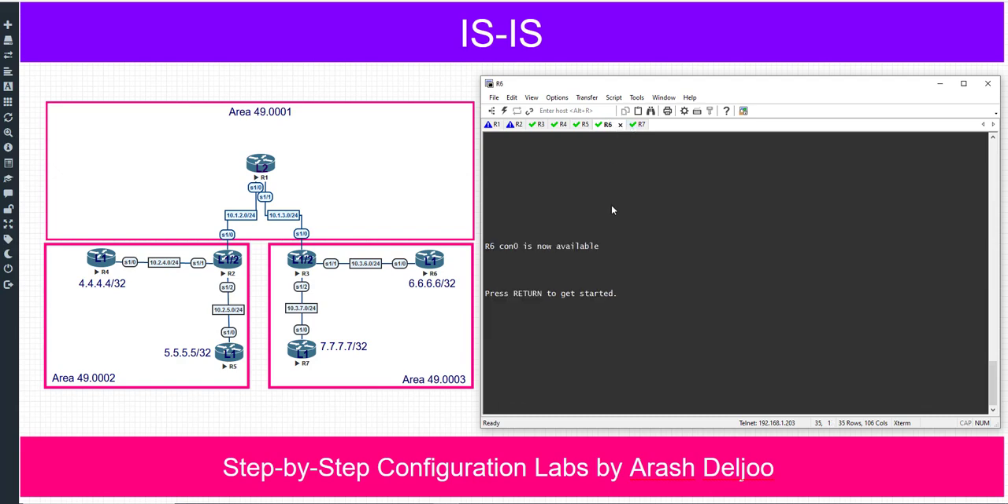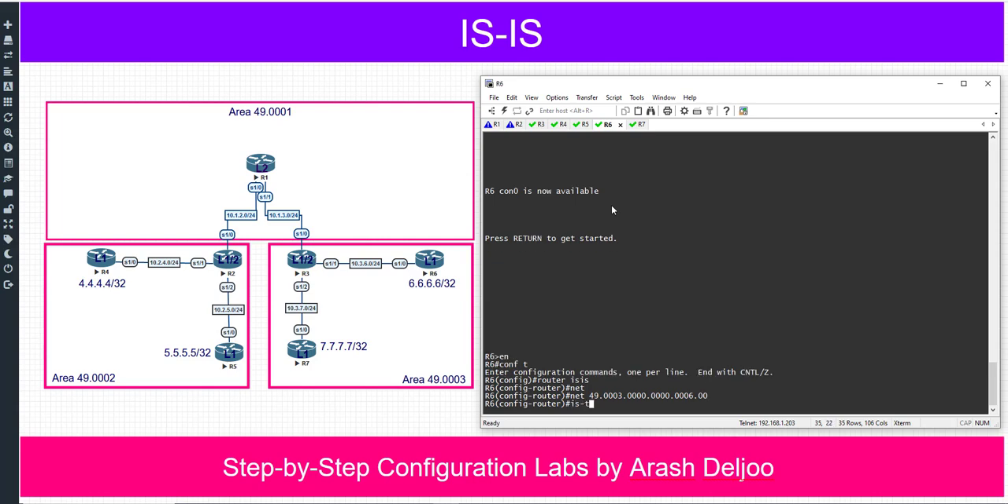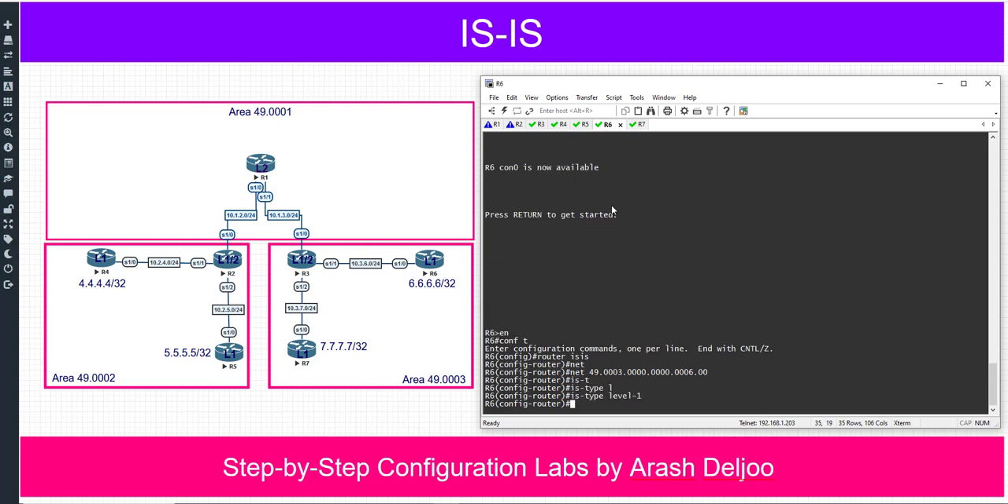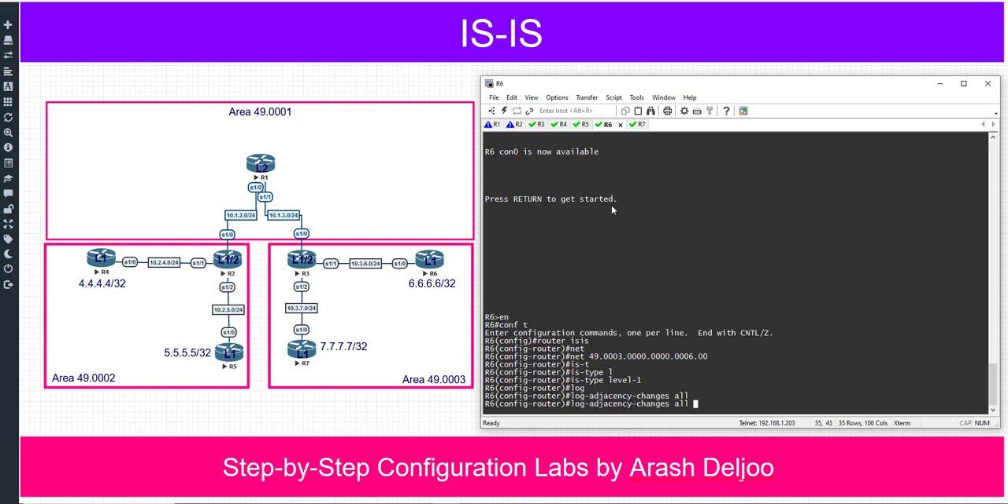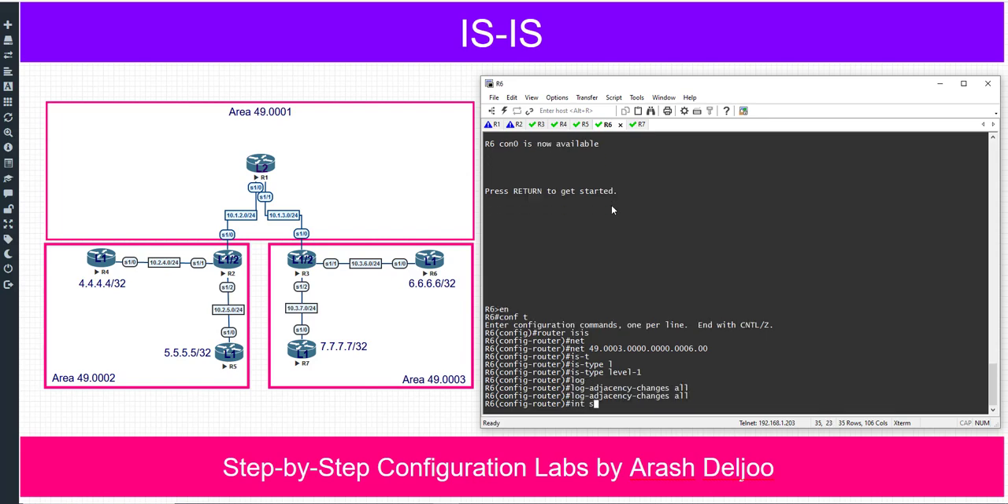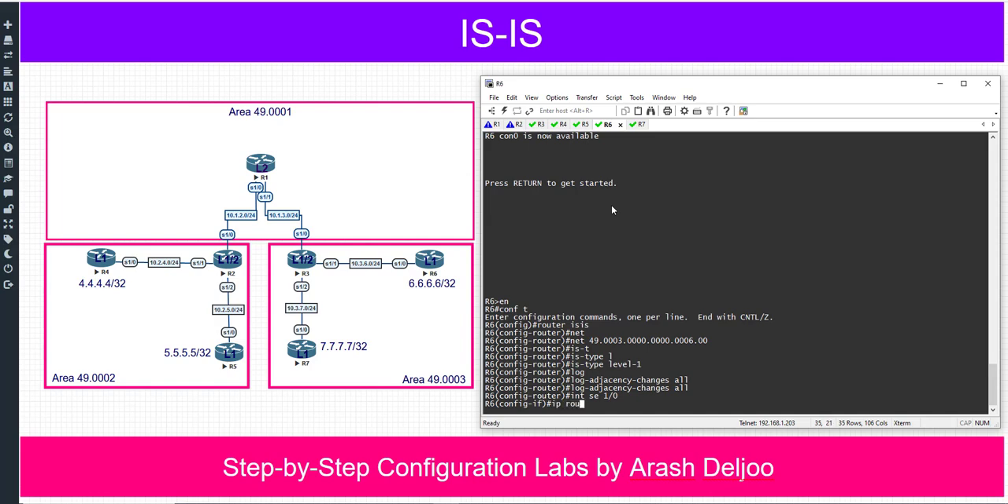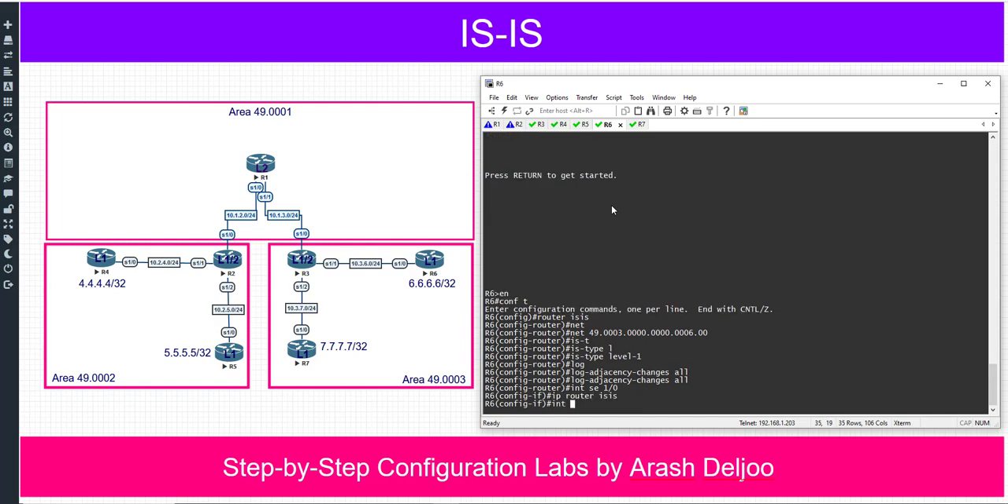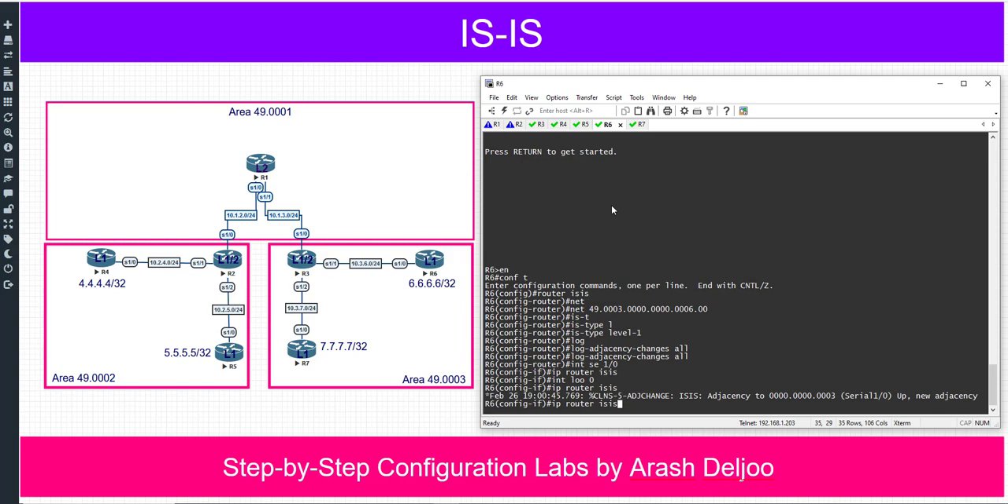The next router is router 6. Enable, configure terminal, router ISIS. After that, the net address is 49.0.0.3, again quad 0, 0.0.0.6.00. Then the IS type is again level 1, and log adjacency change all. After that, interface serial 1/0, IP router ISIS, and interface loopback 0, again IP router ISIS.